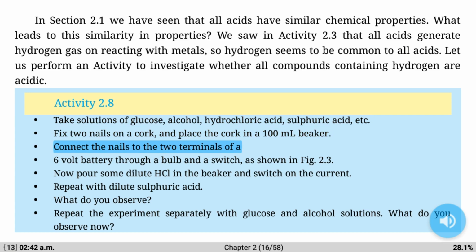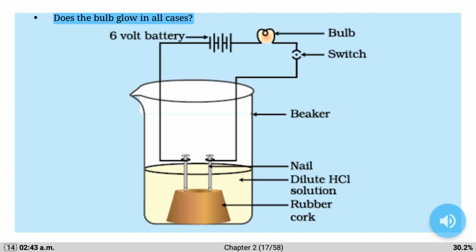Connect the nails to the two terminals of a 6-volt battery through a bulb and a switch, as shown in Fig. 2.3. Now pour some dilute HCl in the beaker and switch on the current. Repeat with dilute sulfuric acid. What do you observe? Repeat the experiment separately with glucose and alcohol solutions. What do you observe now? Does the bulb glow in all cases?